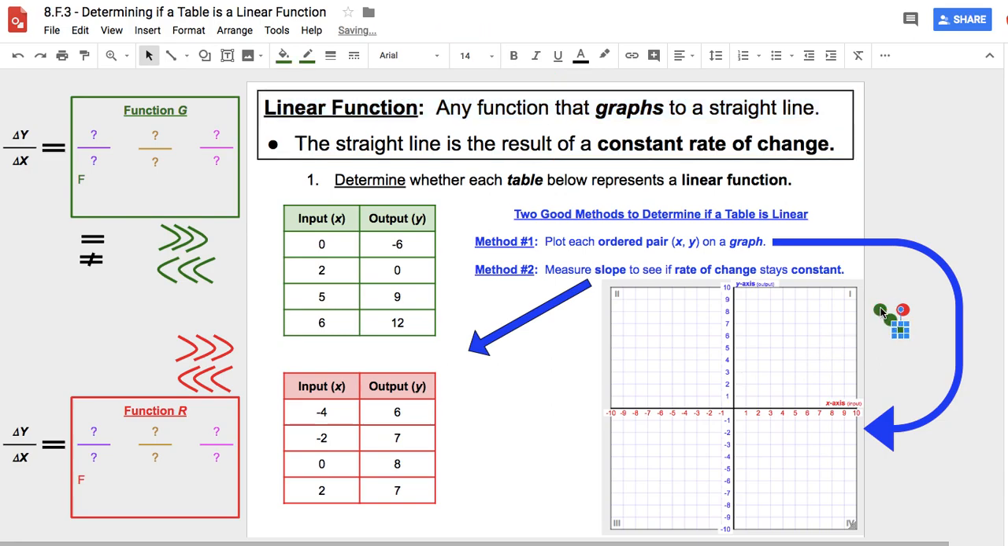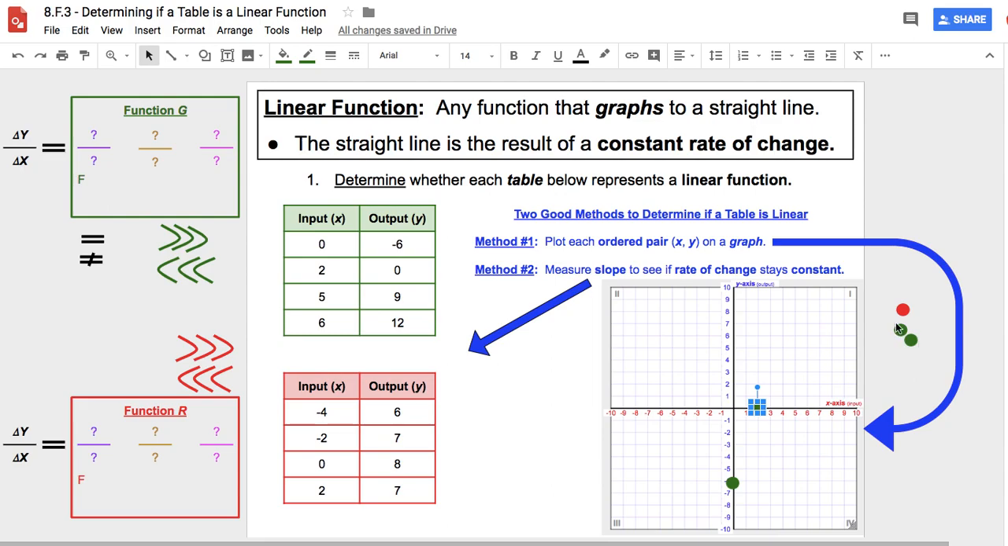So the first point, 0 and -6, I start at the origin. If x is 0, I don't go left or right at all. If y is -6, I go down 6. That's the first solution in our green table. When x is 0, y has to be -6. Next up is 2 and 0. So I start at the origin. x is 2, I move 2 to the right. y is 0, I don't have to go up or down at all.